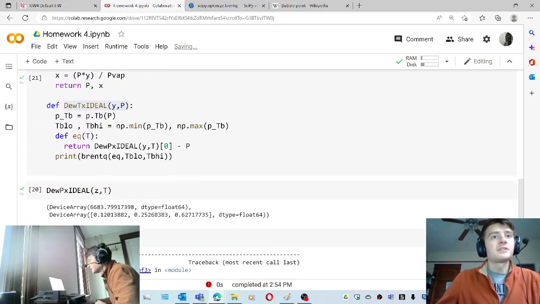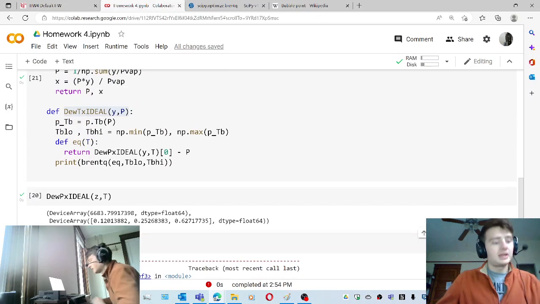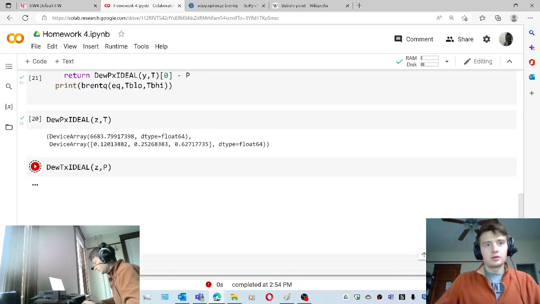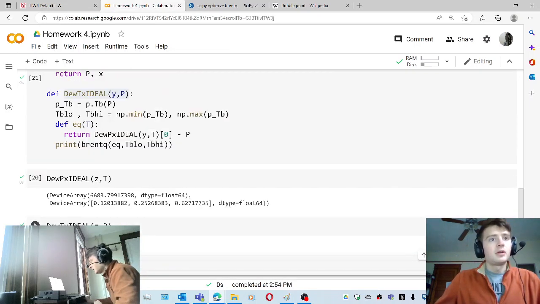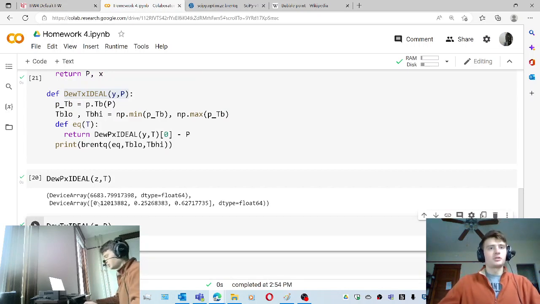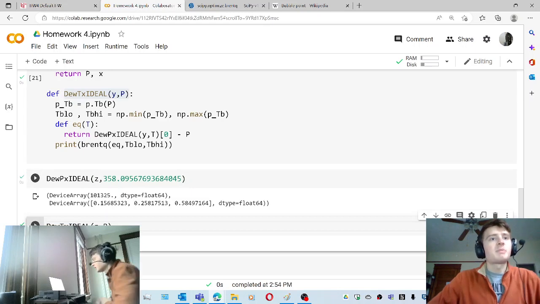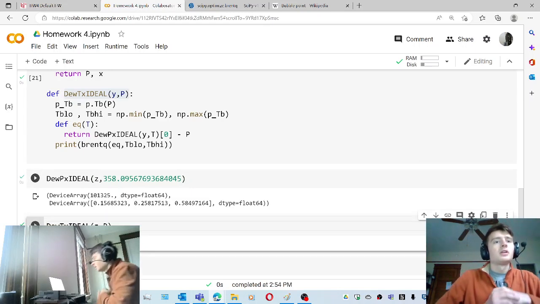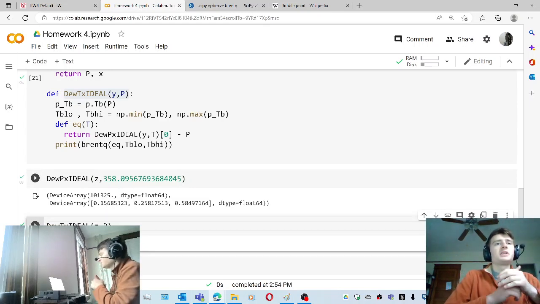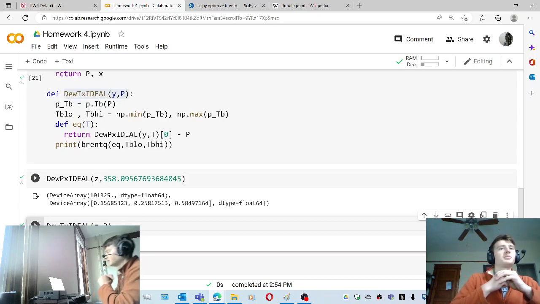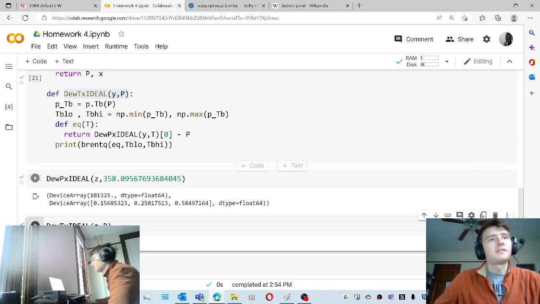Oh, y is not defined. Okay, yeah, it should be a z in there. What happens then? Okay, so now I get a temperature, and that temperature is not the one that I initially passed into the function. So something is being done incorrectly here. Boo-hoo. That's tough. Tough scene.